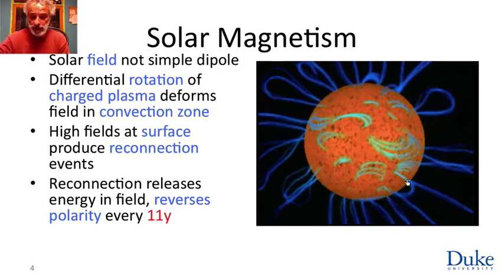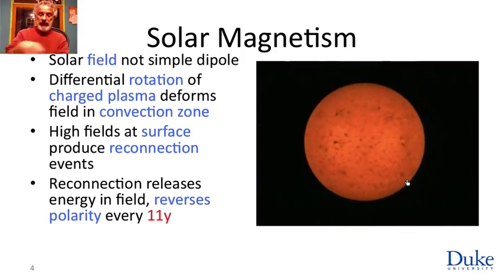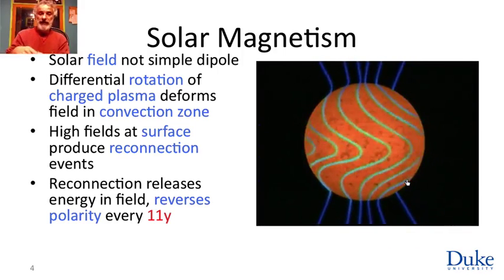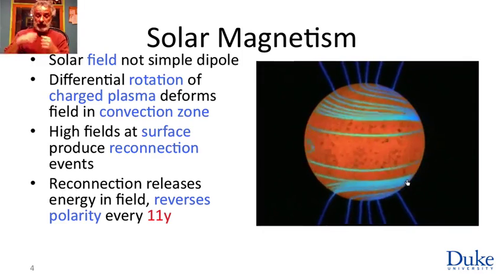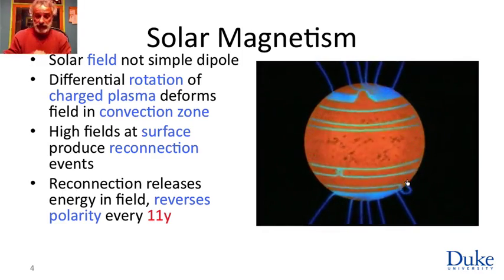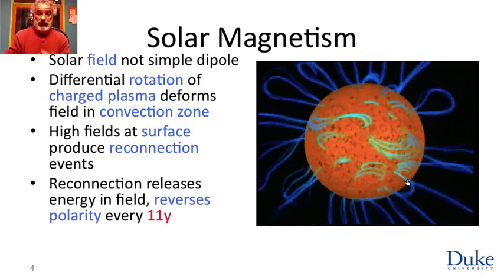You start with the nice polar magnetic field that we started with, and then you wind it up, you produce a mess, and the mess reinstates a polar magnetic field with the opposite north-south polarity after about 11 years, and the pattern repeats itself. This is the cause of the magnetic cycle and of the creation of sunspots.